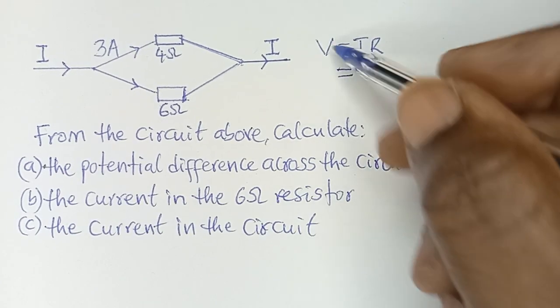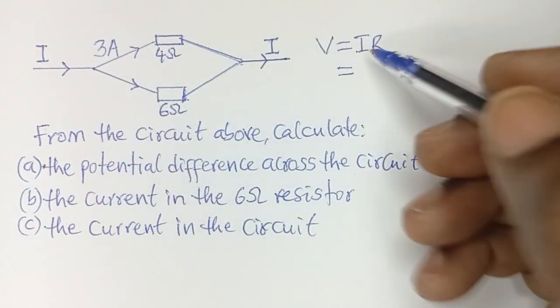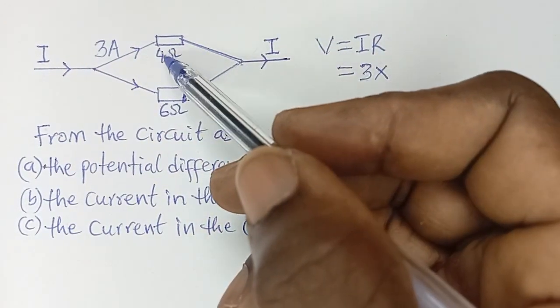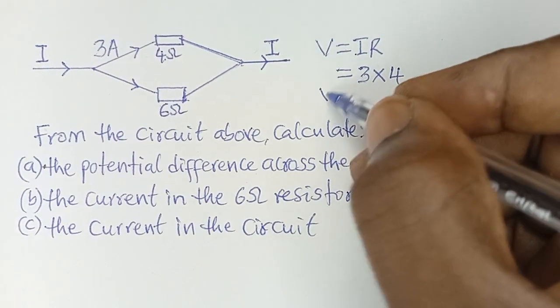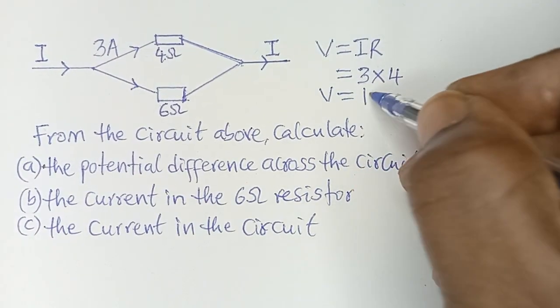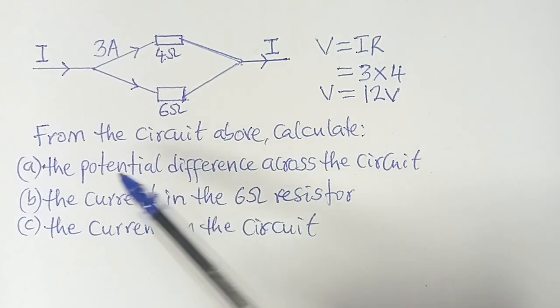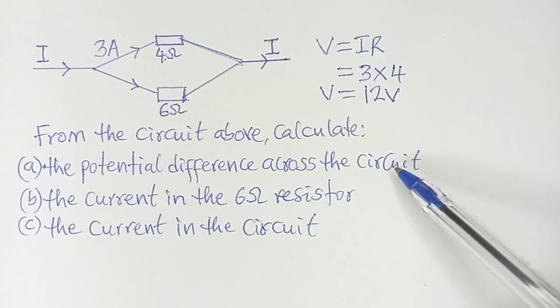So V across this 4 ohm resistor will be the current through it, which is 3, multiplied by the resistance, which is 4. And then 3 multiplied by 4 will give us 12 volts. Now, this question is saying that we should find the potential difference across the circuit.